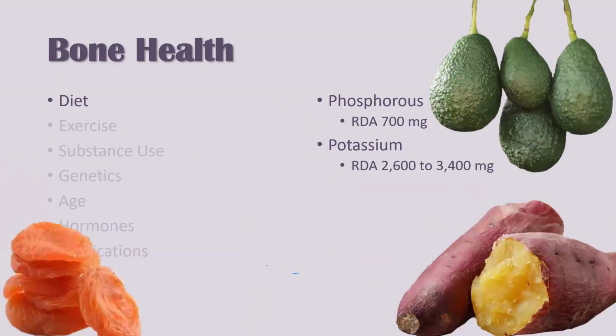So a couple other micronutrients that are important for bone health are phosphorus and potassium. Phosphorus works with calcium in building and maintaining bones. The recommended amount is 700 milligrams per day for the average adult. Too little phosphorus in the diet can result in muscle weakness, respiratory failure, cardiac complications, and neurological changes.